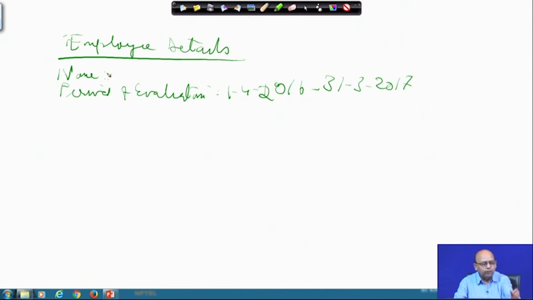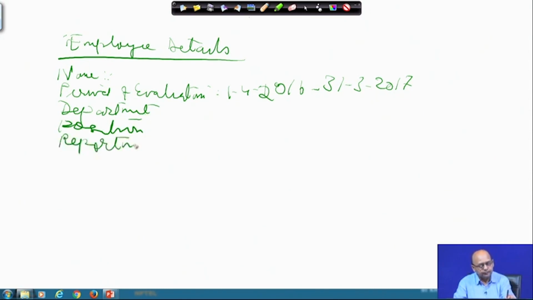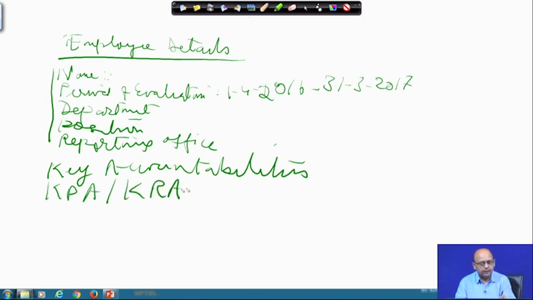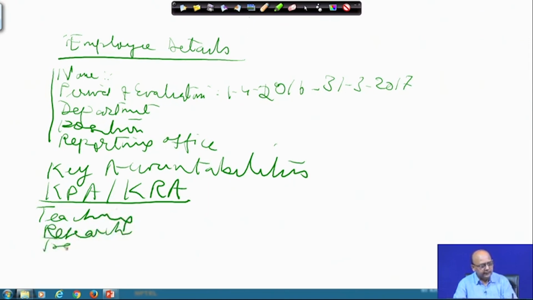Then you also write the name of the department in which he works, what is his position, right, who is the reporting officer. Okay. So, this is the first kind of data that you get, right. Then at the next stage, what you are going to get is his key accountabilities, and here you are going to write basically the KPAs or KRAs, right. So, you are going to write the KPAs and KRAs. Suppose you are taking the case of faculty, then you are going to write teaching, research, training and consulting.